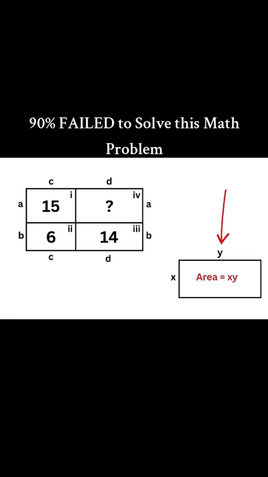So, now we should write the area of each rectangle as the product of its side lengths. For portion 1, or this rectangle, what will be its area? Yes, right, it will be A times C, because the side lengths of this rectangle are A and C. But the area is given as 15, and thus we have AC equals 15.